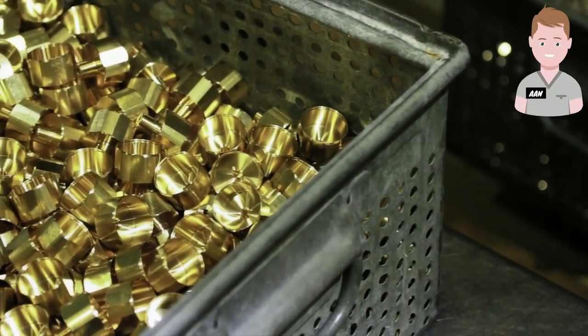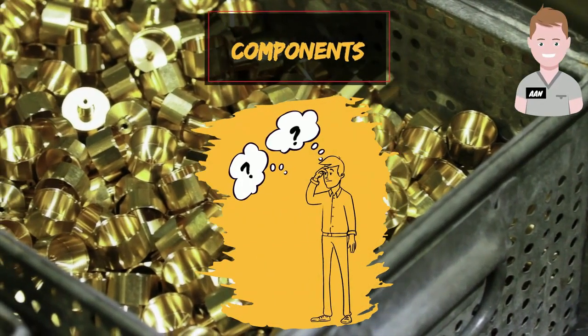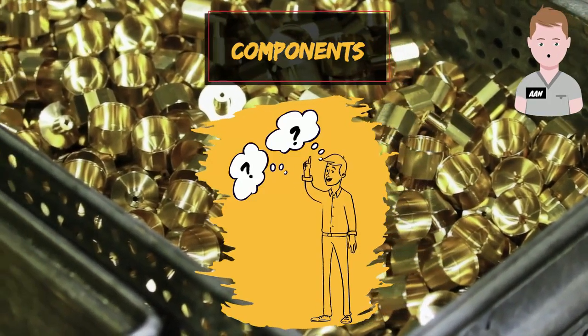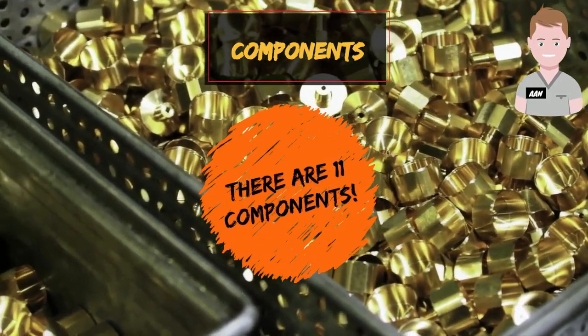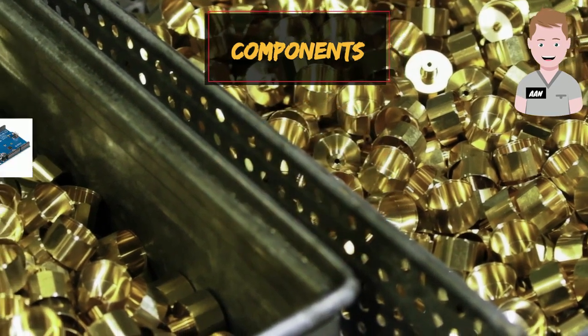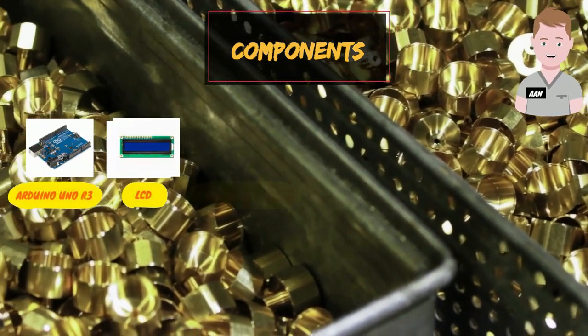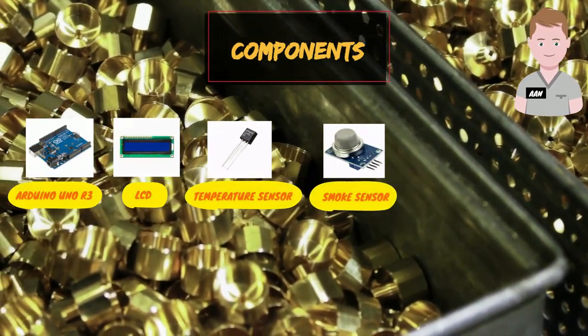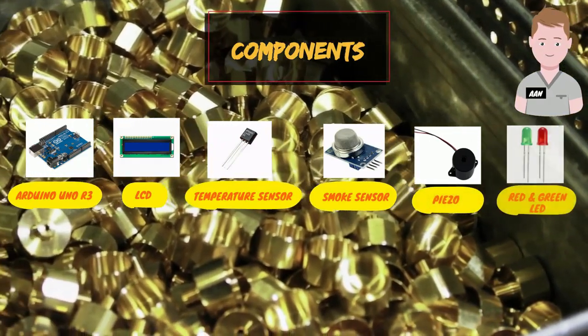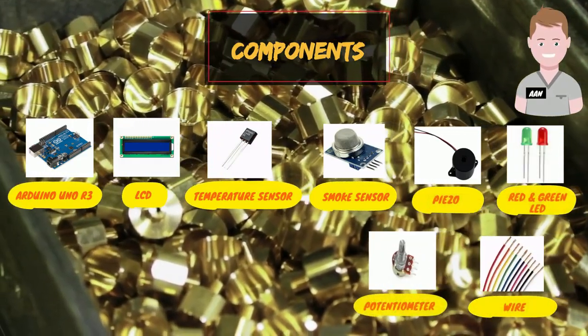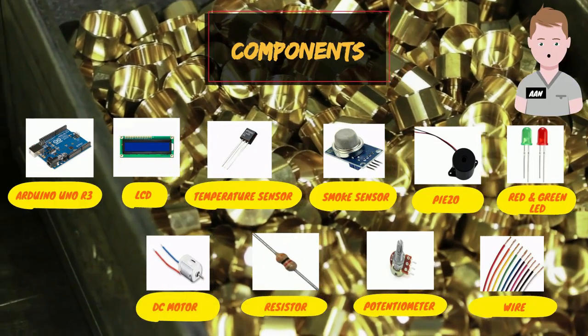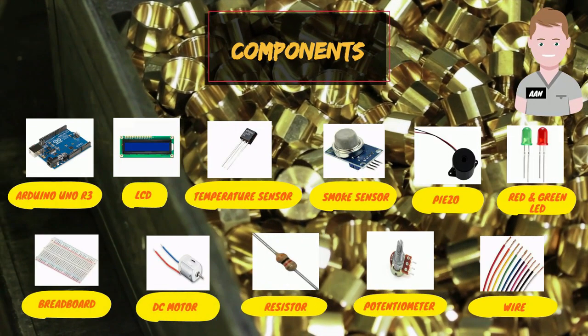Now we talk about the components that we used in this project. We used 11 components in this project. Firstly, Arduino, second LCD, temperature sensor, smoke sensor, piezo, LED, wire, potentiometer, resistor, DC motor, and breadboard.